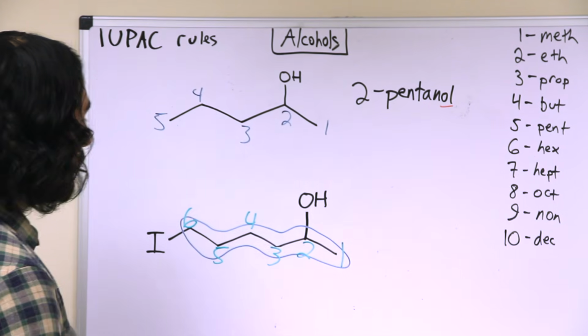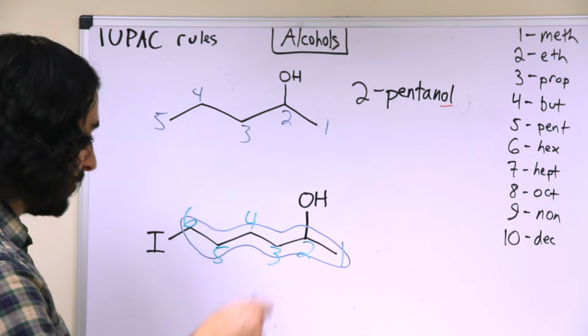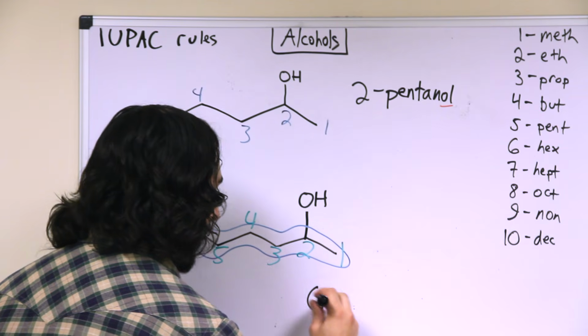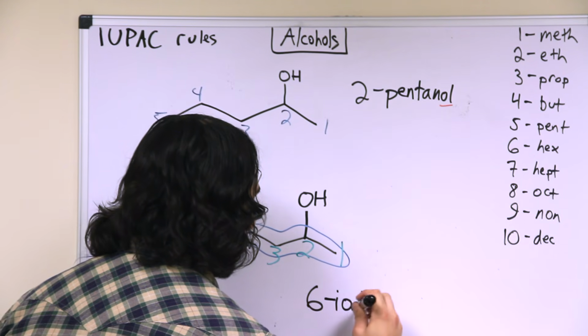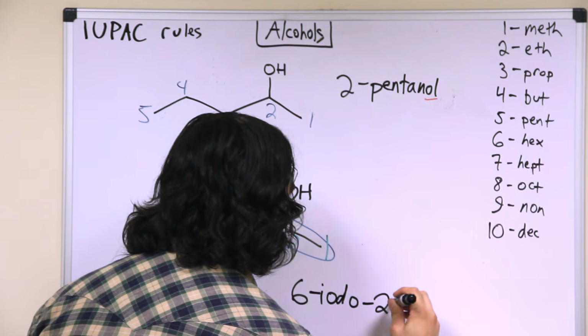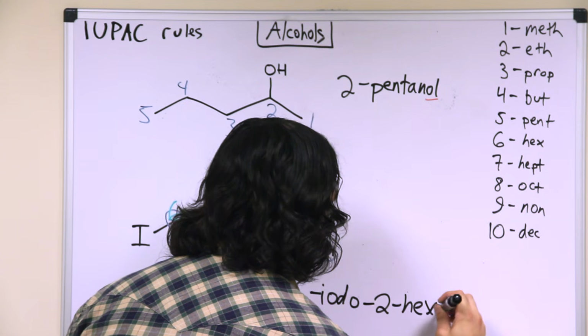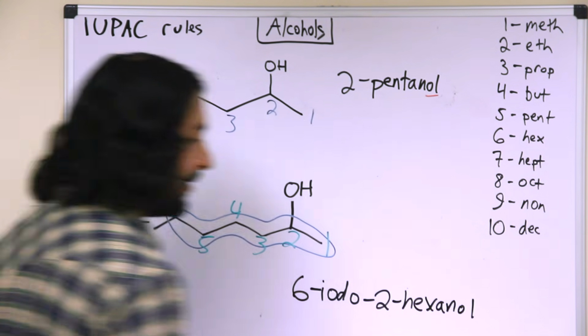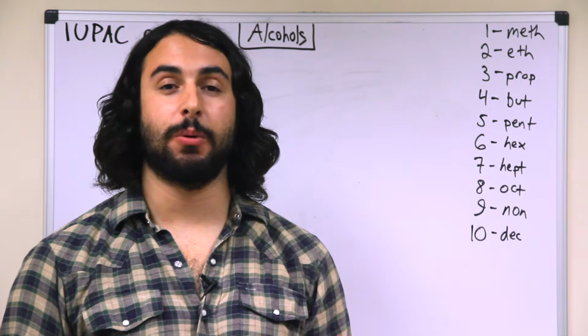So we will number this way only for the reason that it gives the hydroxyl group occurring sooner. So now we will simply, as you would expect, list what we have. We have 6-iodo, 2-hexanol.